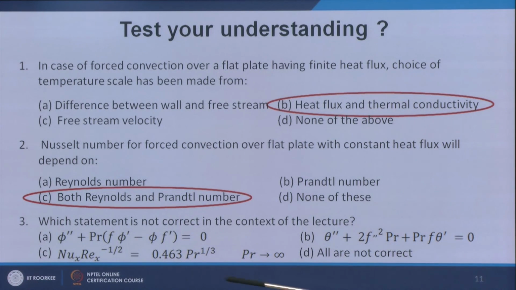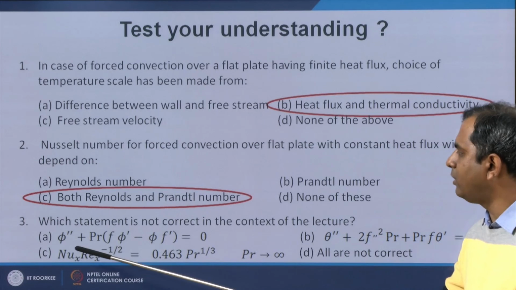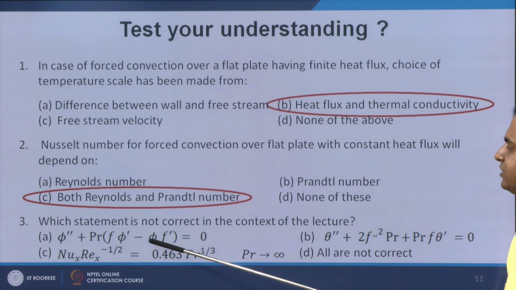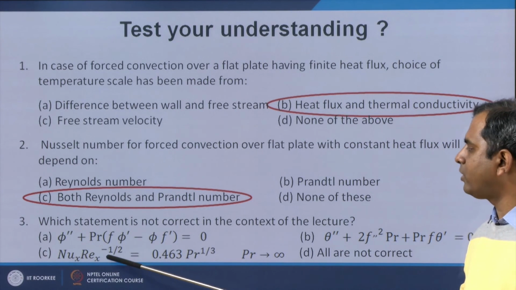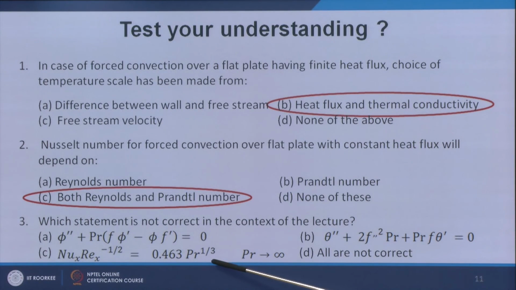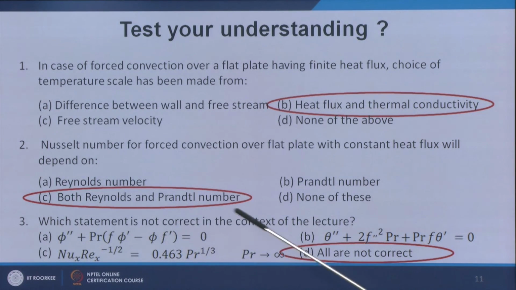Here I have shown three equations. First one is phi double dash plus Prandtl number into f phi dash minus phi f dash is equal to 0. Second one is theta double dash plus 2 f double dash square Prandtl number plus Prandtl number f theta dash is equal to 0. Third one is Nusselt number into Reynolds number to the power minus half is equal to 0.463 Prandtl number to the power 1/3 for Prandtl number tends to infinity, and all are not correct. So obviously you can understand that all these equations are not correct. So all are not correct is the correct answer.